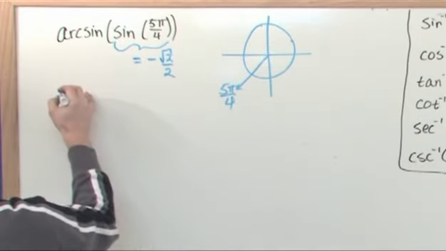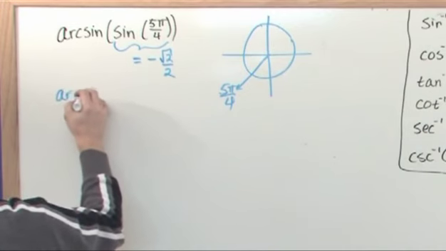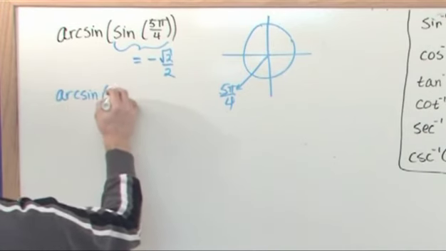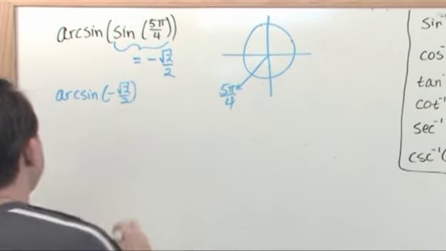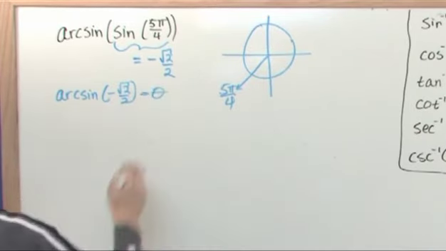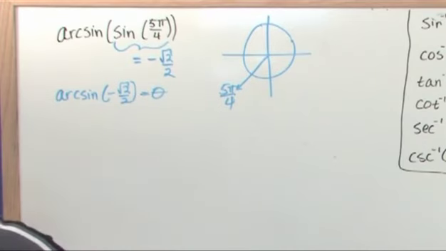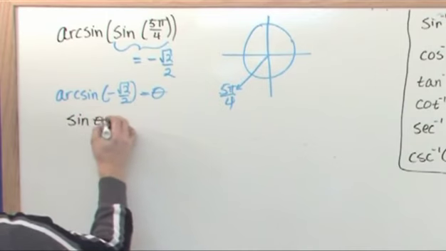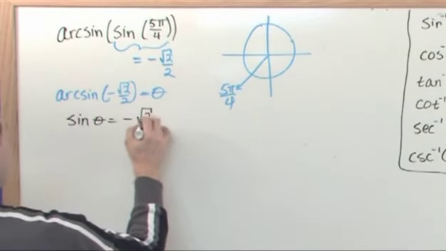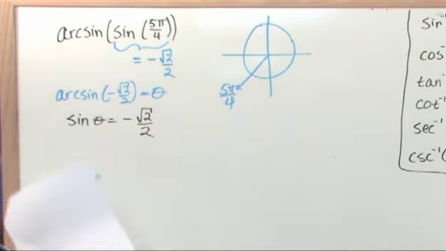So now what you have to do is plug that in and say, what's the arcsine of negative square root of 2 over 2? What would that be? That would be the answer. It's going to give you some angle back, and since we're doing all this arcsine stuff, we're just going to rearrange this and say the sine of some angle is going to give me negative square root of 2 over 2. All we have to do is find that angle.